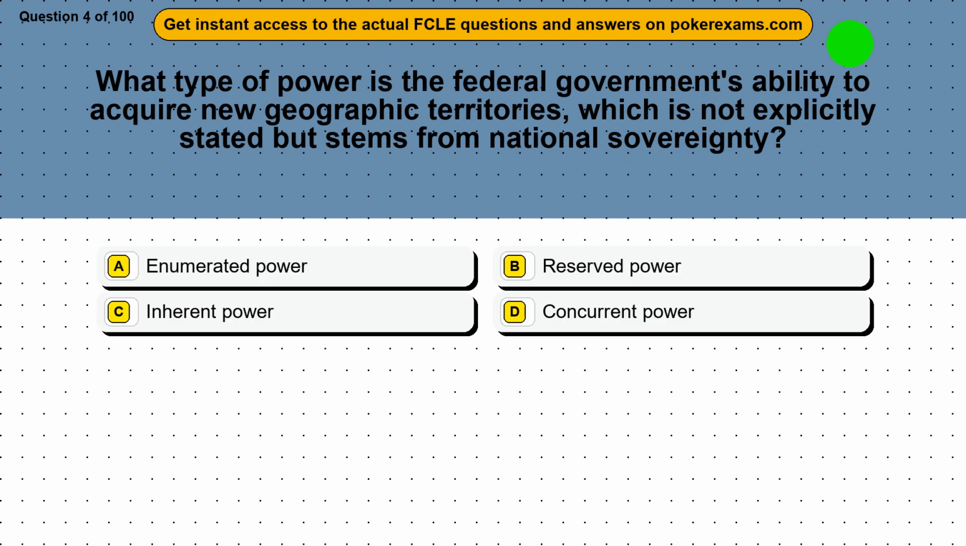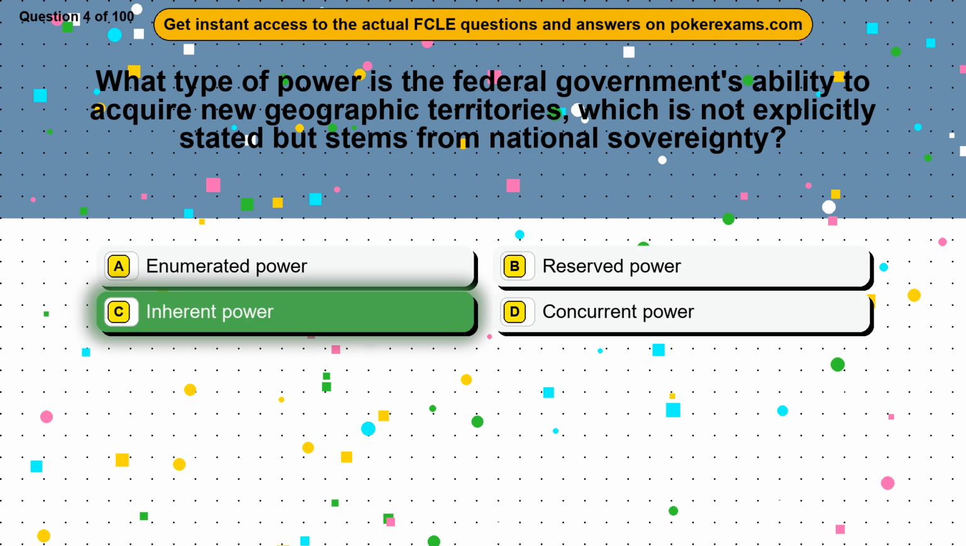Question 4. What type of power is the federal government's ability to acquire new geographic territories, which is not explicitly stated but stems from national sovereignty? Option A. Enumerated power. Option B. Reserved power. Option C. Inherent power. Option D. Concurrent power. The correct answer is option C.